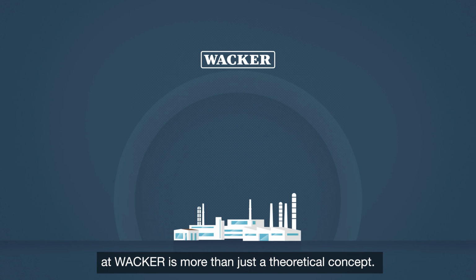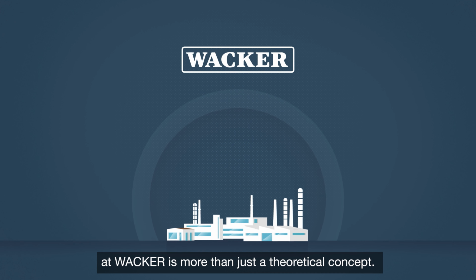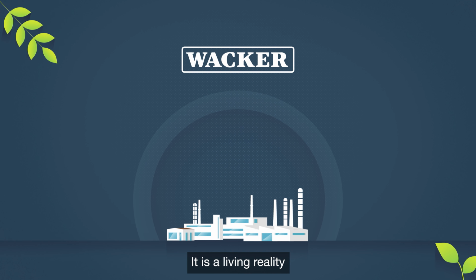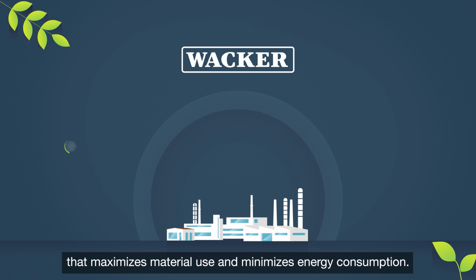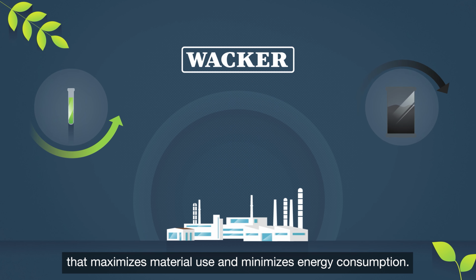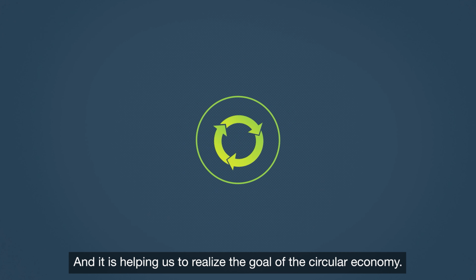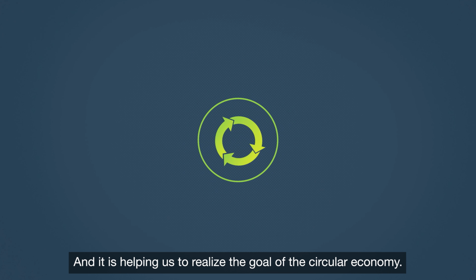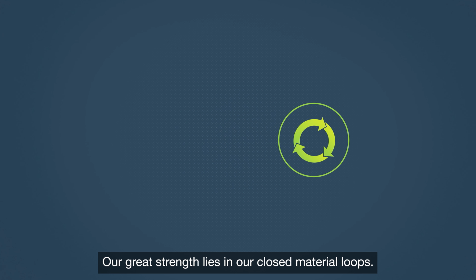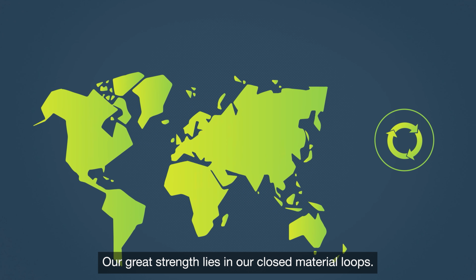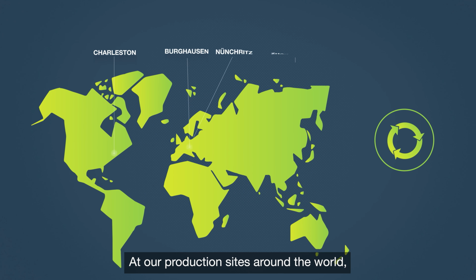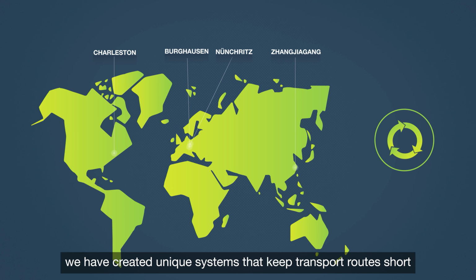Integrated production at Wacker is more than just a theoretical concept. It is a living reality that maximizes material use and minimizes energy consumption. And it is helping us to realize the goal of the circular economy. Our great strength lies in our closed material loops. At our production sites around the world, we have created unique systems that keep transport routes short and conserve resources.